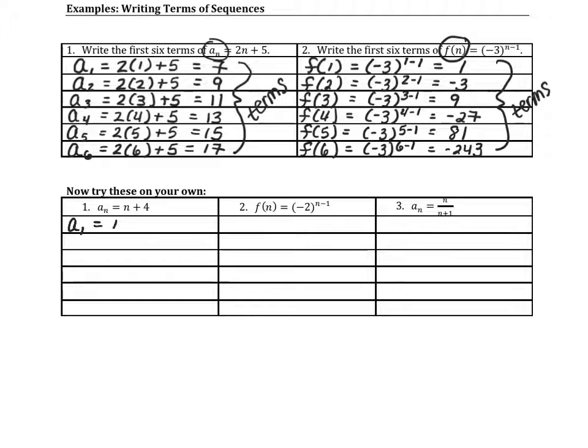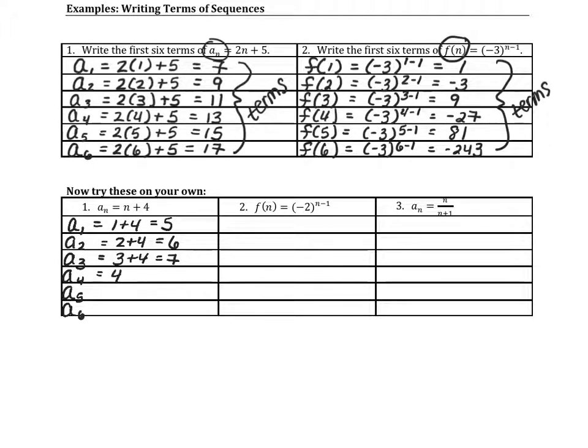And when we plug it in, 1 plus 4 is equal to 5. So our first term of this sequence is a 5. And then we'd plug in a 2. And we'd have 2 plus 4 is equal to 6. So our second term is a 6. Plug in a 3. 3 plus 4 is 7. Our third term is a 7, and we just keep on going.